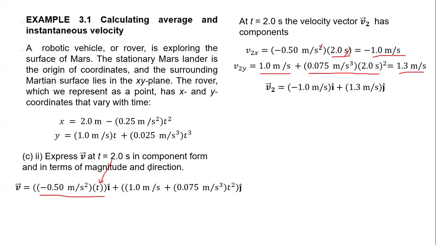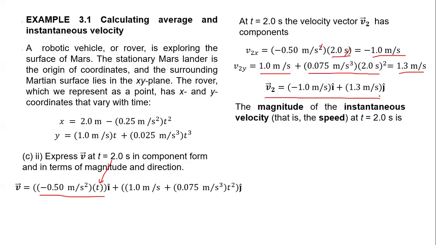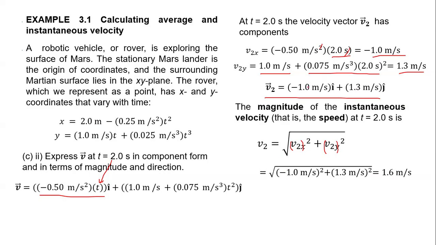So in component form, meaning in vector form, this is the vector form. And in terms of magnitude, you can find the magnitude using this formula, where the magnitude of our vector v2 is equal to the square root of v2x squared plus v2y squared. So v2x is negative 1.0 meters per second, and v2y is 1.3 meters per second. So we have now 1.6 meters per second. That is the magnitude of your velocity.